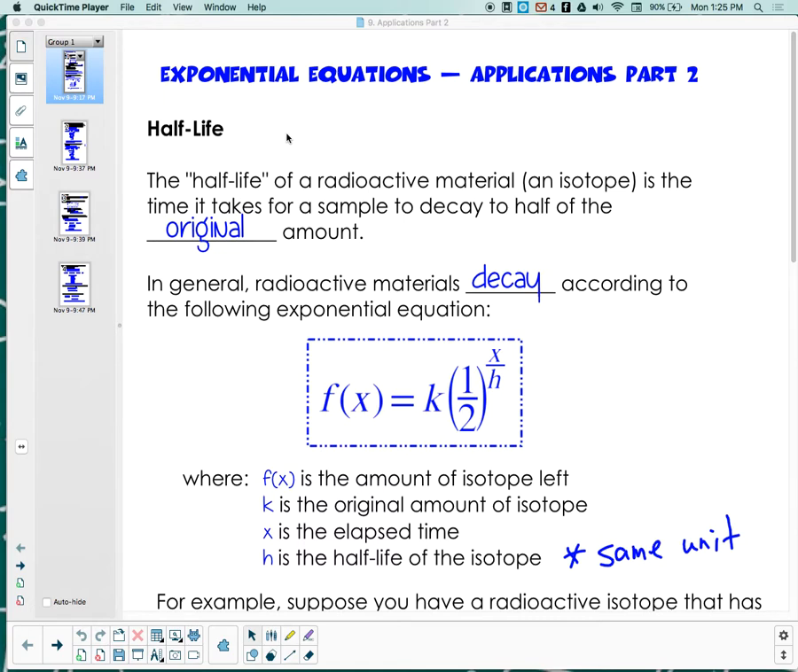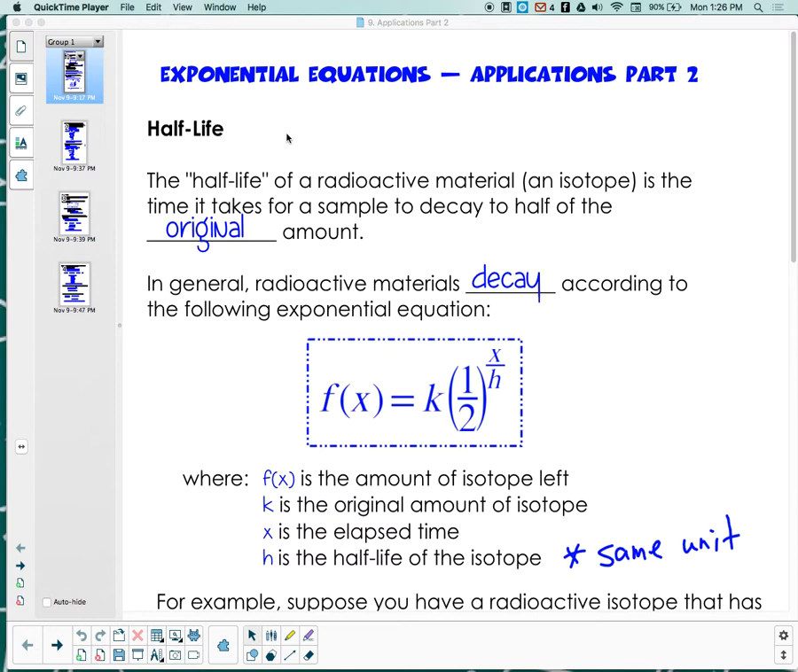This is the formula, or equation I should say, that we use to calculate the decay rate, our half-life. F of x represents the amount of the chemical isotope that we have left. K represents the initial starting point, just like in the last formula. Because we're talking about the half-life, our decay rate is a half, or 0.5.